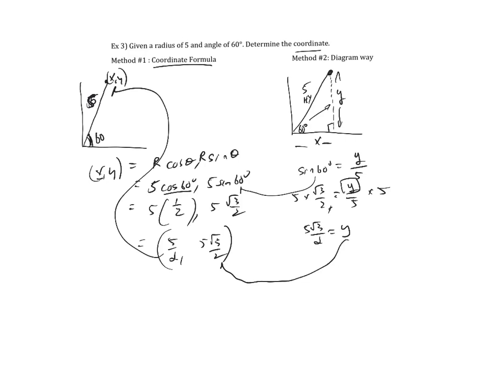So I'm not going to do the one for the x, because x is the same idea, but instead of sine 60, you're going to be using cos 60, adjacent over 5, and you do all the same steps, and you will end up getting 5 over 2 at the end.